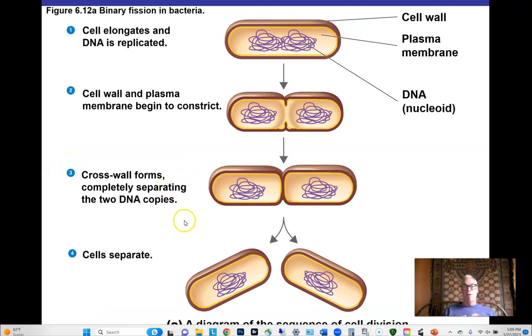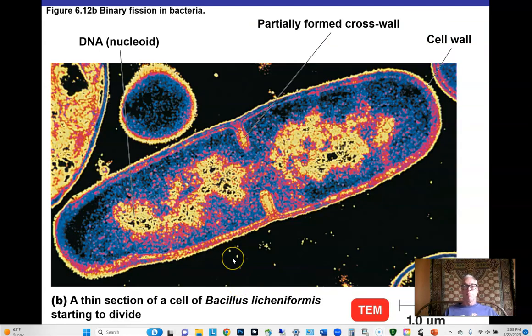Here is binary fission happening again. You see that the bacterial cell replicates its genome. It has two identical copies of the chromosome, and then this wall is formed in between, and then finally the two separate entirely, and we have two daughter cells, two identical bacteria. And there's a beautiful transmission electron micrograph of that happening.